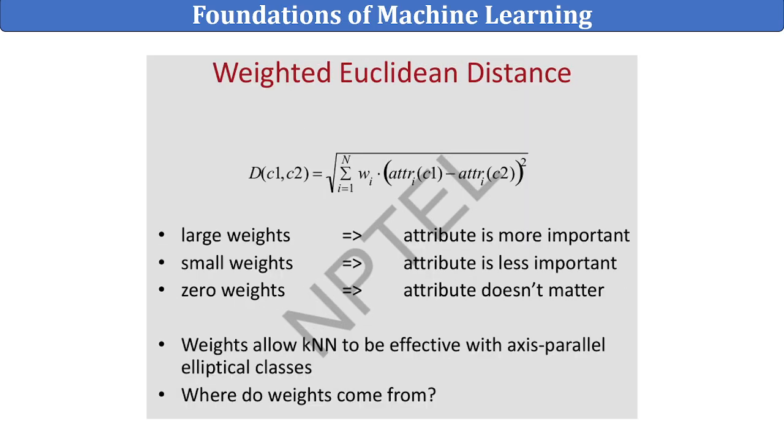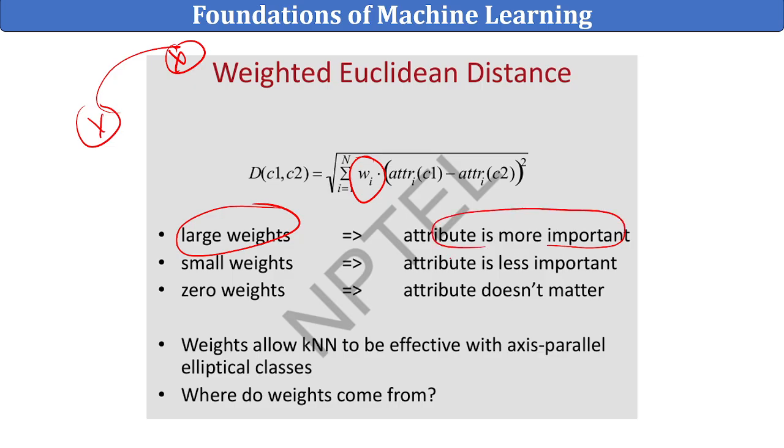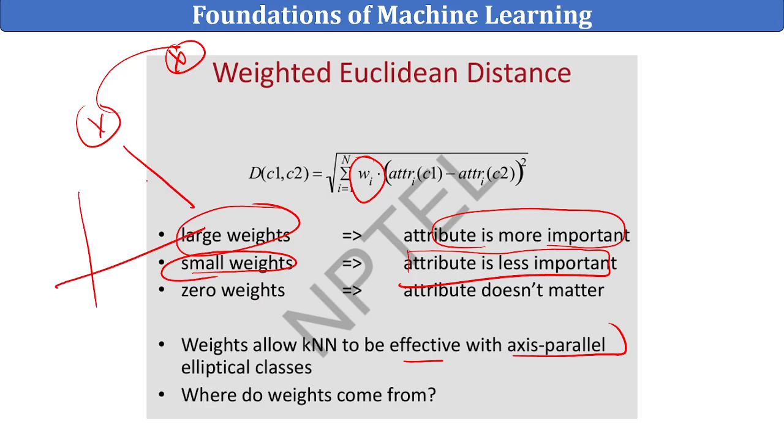Then, in the same way, we can do the weighted Euclidean distance. If the distance between two points is too far, we can do the weighting also. A large weight means the attribute is more important, and a small weight means the attribute is less important. So what the weights do is allow KNN to be effective with the axis parallel to the elliptical axis, like when they create a plane and then a hyperplane. So it's going to have a clearly separable line that we can see around.